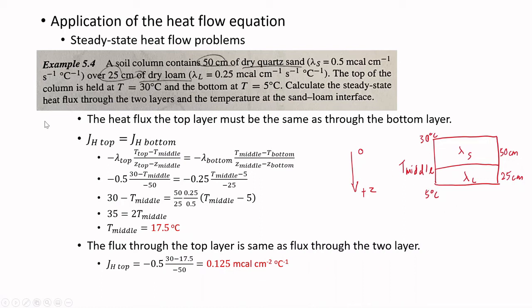Calculate the steady state heat flux through the two layers and the temperature at the sand loam interface. So we want to find the T middle. Our orientation is towards the bottom, so 0 at the top, plus z at the bottom.